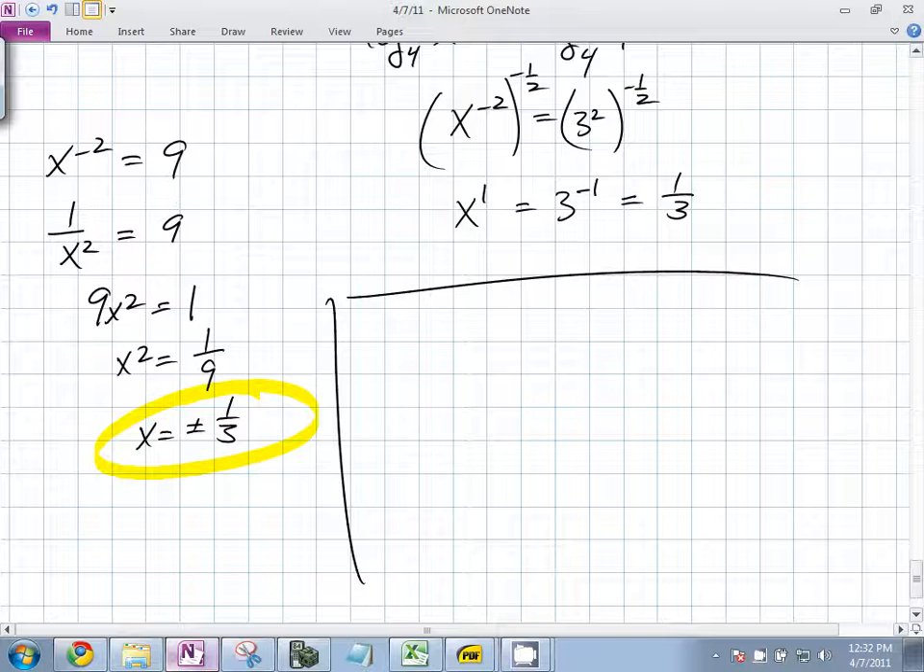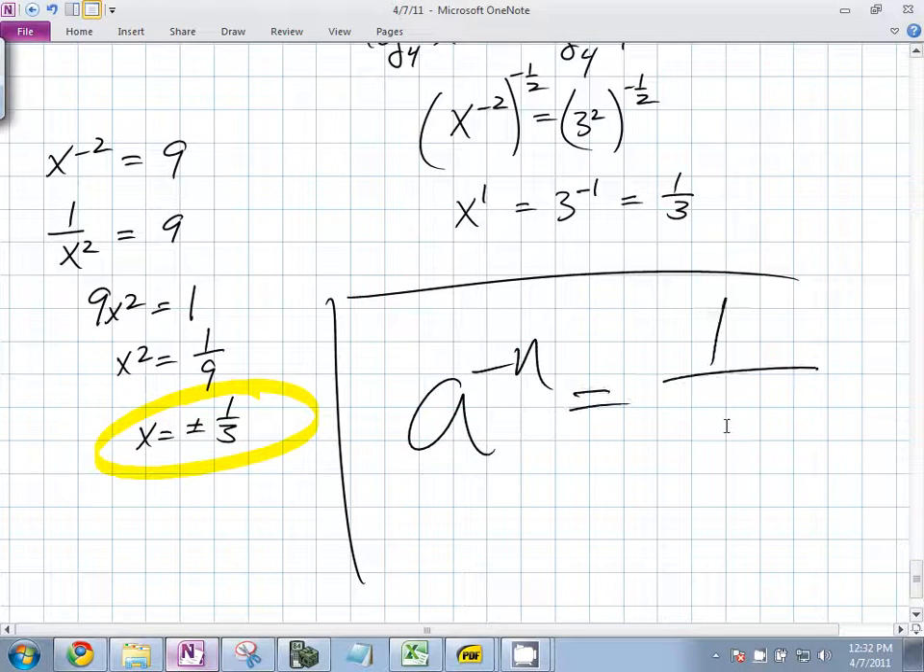A to the negative n is 1 over A to the n. You just flip it, yes. Does it matter what the number is? No. Does that rule change at all? No.